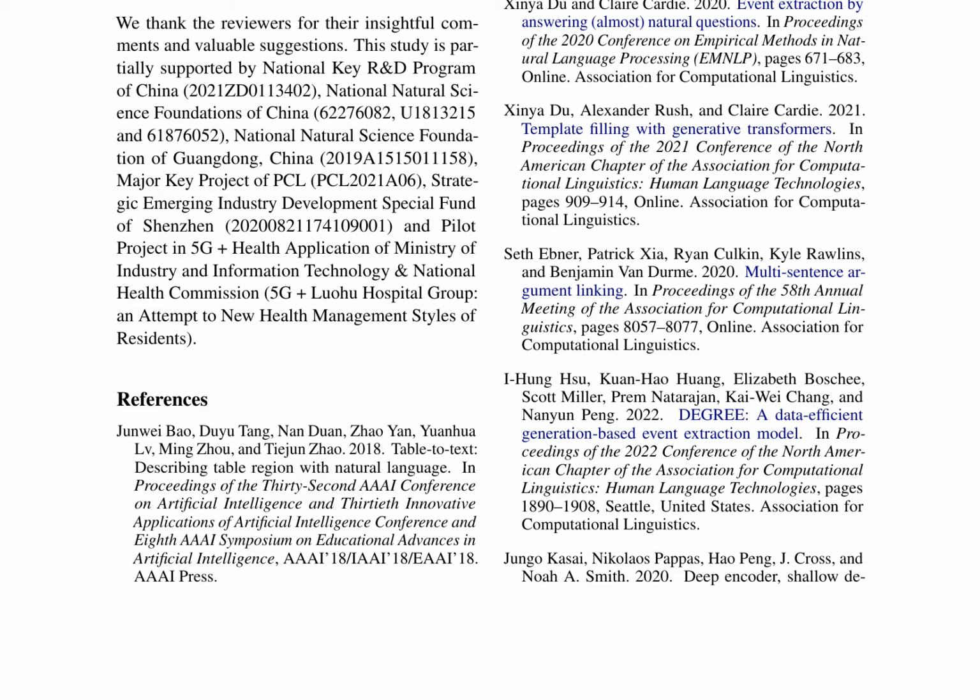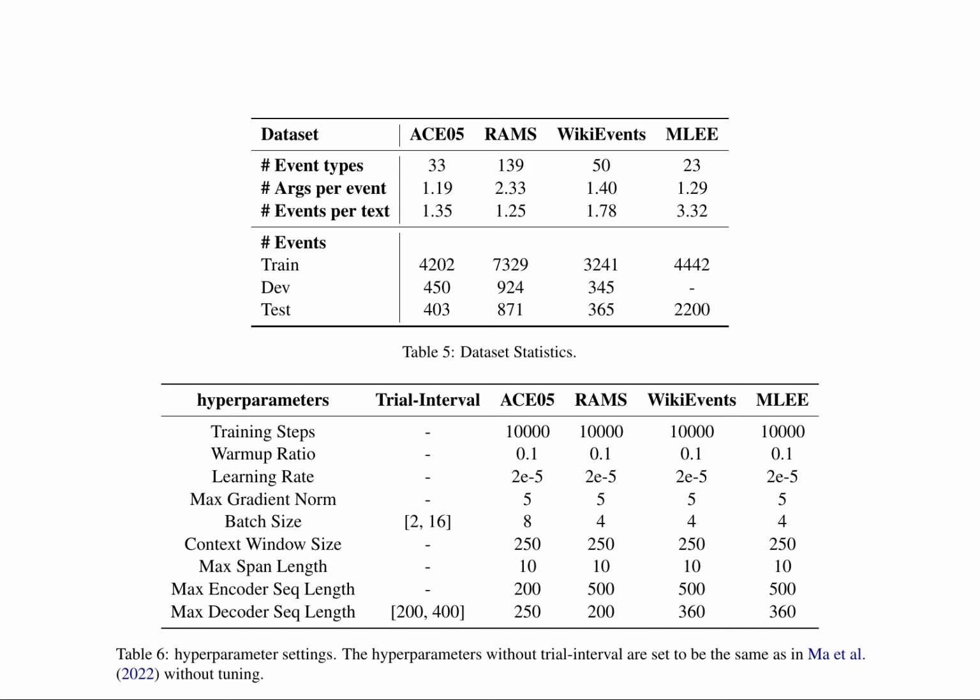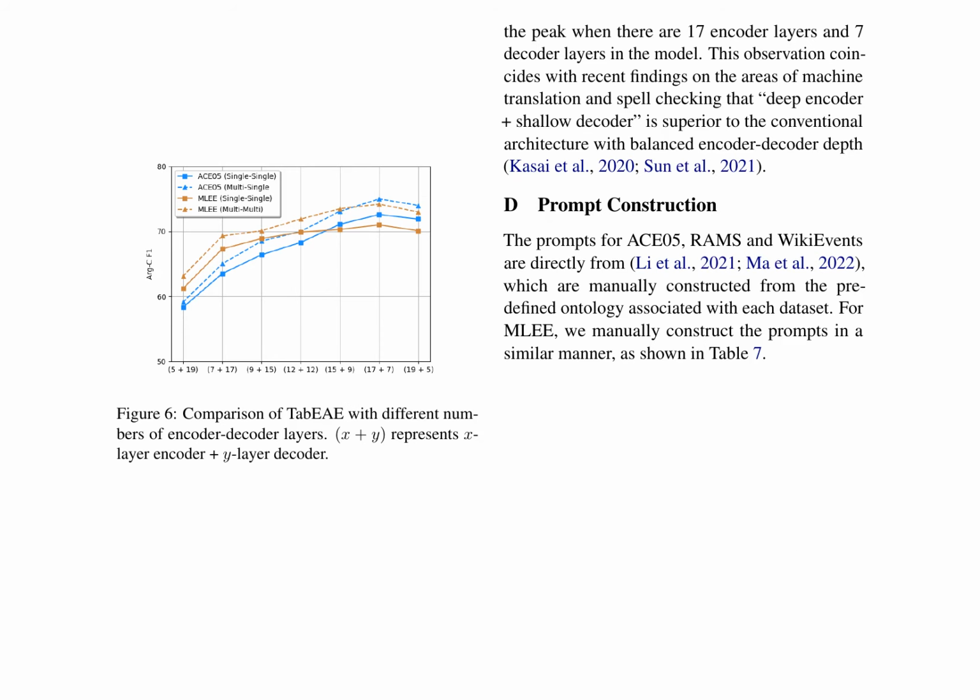The paper provides a comprehensive overview of existing datasets and hyperparameter settings for document-level event argument extraction tasks. 4 datasets are profiled: ACE05, RAMS, WikiEvents, and MLEE, with statistics including the number of event types, arguments per event, and events per text. The authors discuss their hyperparameter settings, adopted mostly from Ma et al. 2022, with manual tuning, and present the trial intervals and final configurations in Table 6. They experiment with different numbers of encoder-decoder layers, finding that 17 encoder layers and 7 decoder layers are optimal.